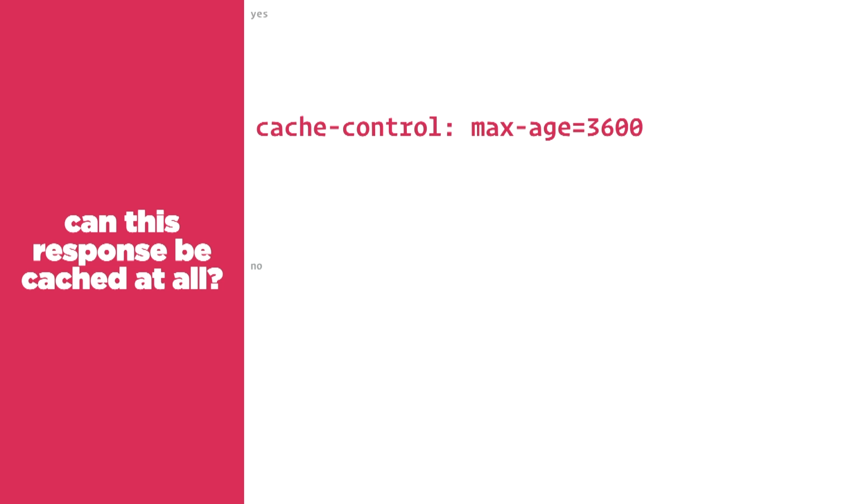Can this response be cached at all? Yes. So you might put a cache control header with a max age of, what's that, an hour, 3,600 seconds. If you can't cache the file, you would simply use cache control no store. So we've introduced two new concepts here.